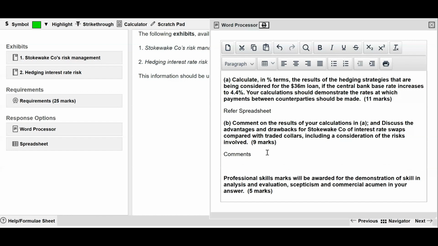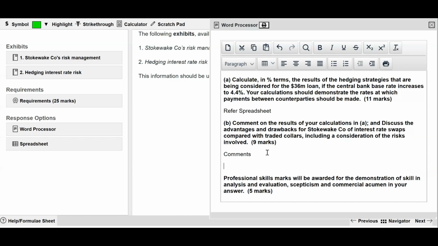The comments, see, just commenting that the swap cost is 4.55 and the collar is 5.02 percentage. The collar is more expensive than swap, hence reject collar and choose swap. Stopping your comments there will cost you professional marks. You need to take it further.